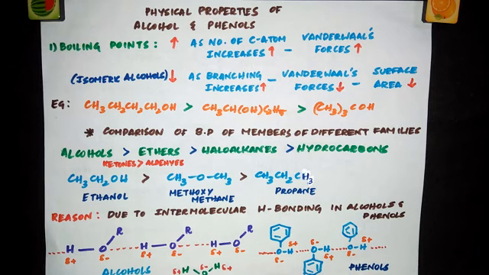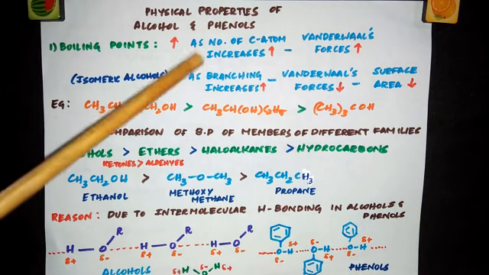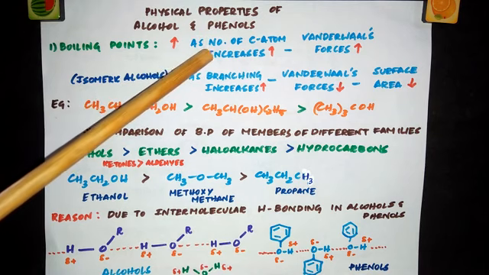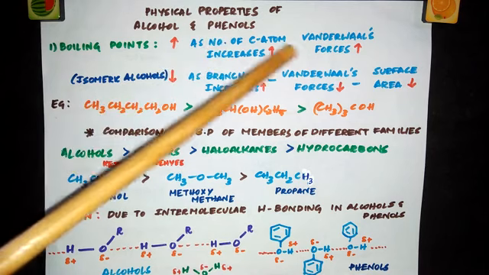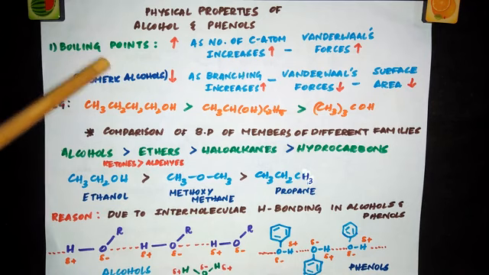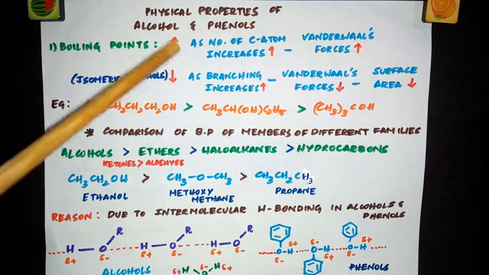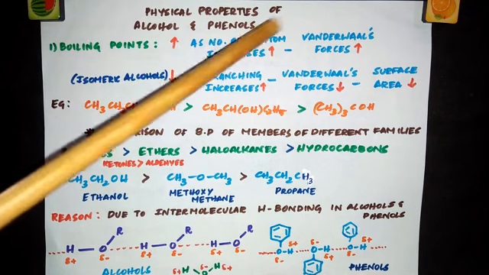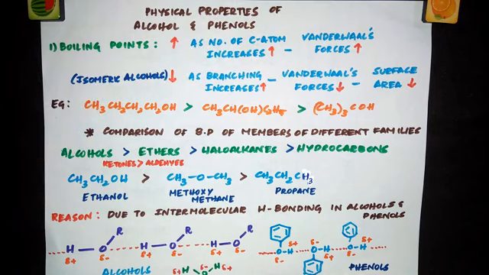Generally, the boiling points of alcohols and phenols increase with increase in the number of carbon atoms. What is the reason? As the number of carbon atoms increases, there will be an increase in van der Waals forces. As the van der Waals forces increase, the boiling point increases. So remember, boiling points increase as the number of carbon atoms increases in alcohols and phenols, and it is due to the increase in the van der Waals forces.